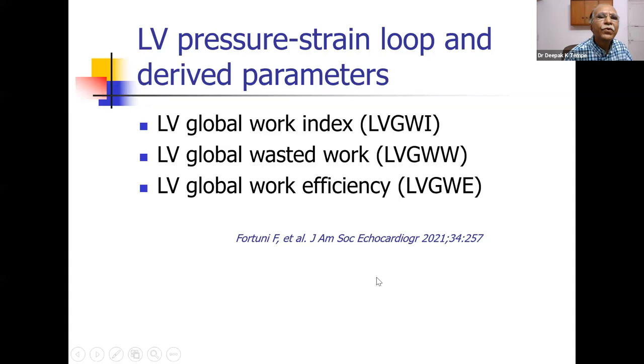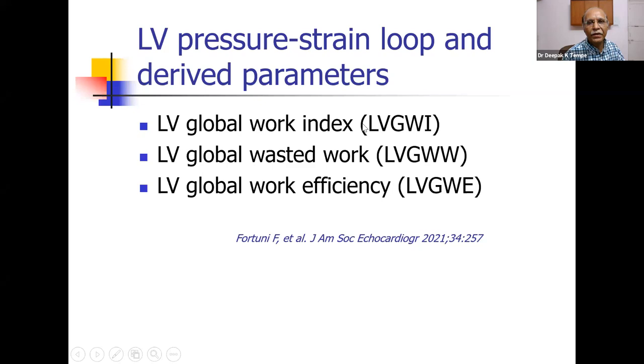Then there are certain newer developments: the LV pressure strain loop. You have heard of the LV pressure volume loop. This is a pressure strain loop, and you can get some calculated parameters such as the LV global work index, which can be decreased. If the global longitudinal strain is normal but the global work index is reduced, then the morbidity is likely to be higher.